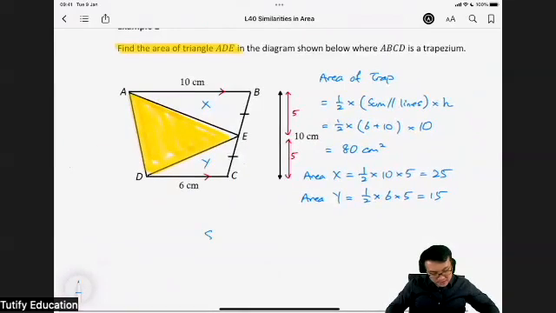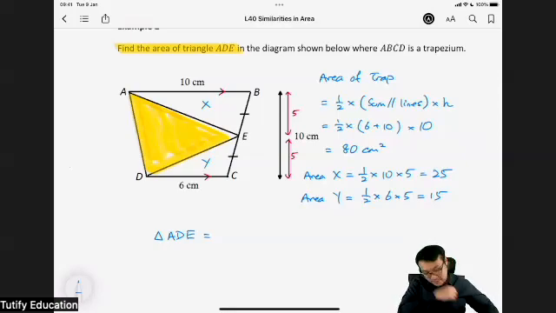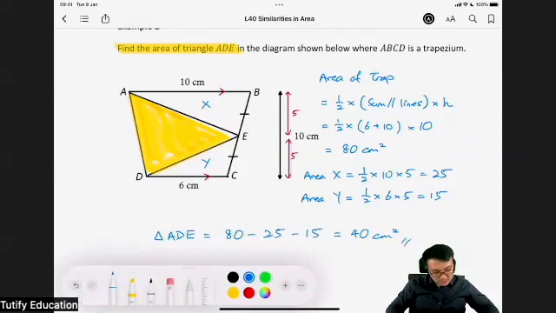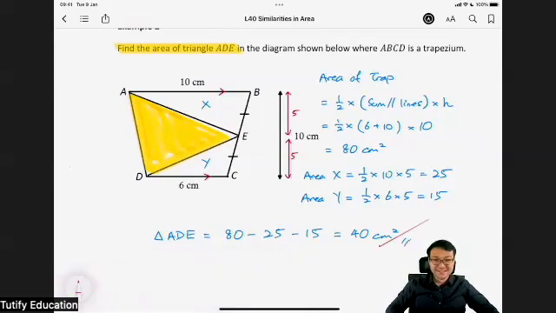Okay, so now you want to find the shaded area. Or actually it's not shaded, it's just called triangle ADE equals. Can you tell me what workings must I do? 25 plus 15. No, just immediately find the area of triangle ADE. What minus? 80 minus 40. Yes. And the answer is? 40. Well done, Junyi. So, do you find this easy or difficult? Easy. Well done. Any questions?